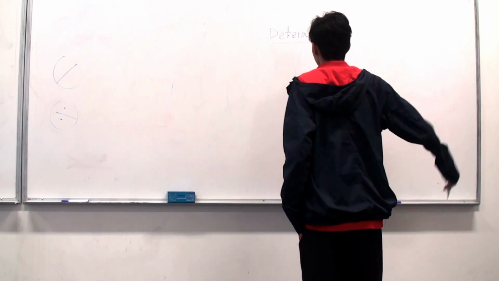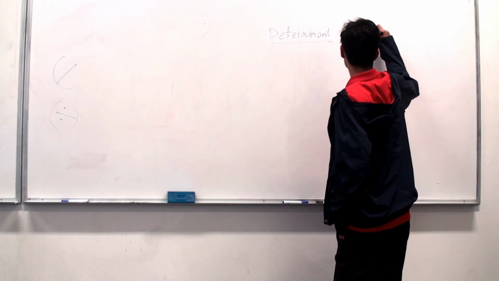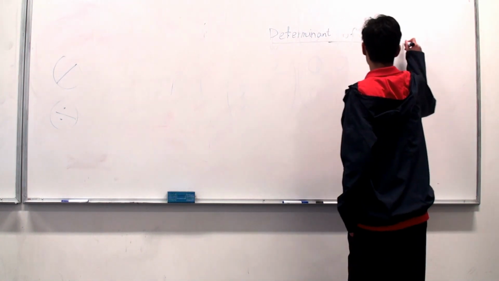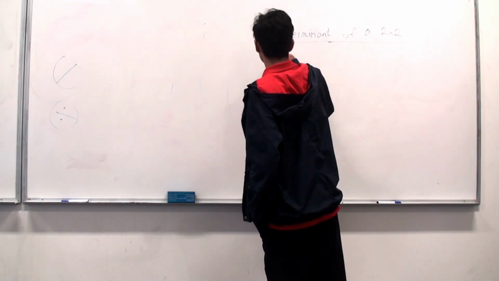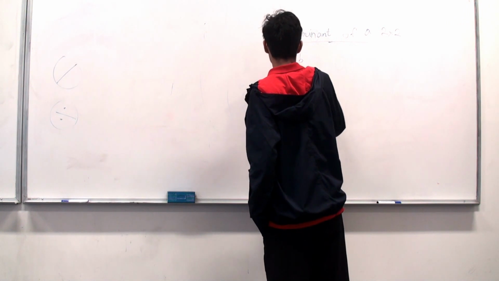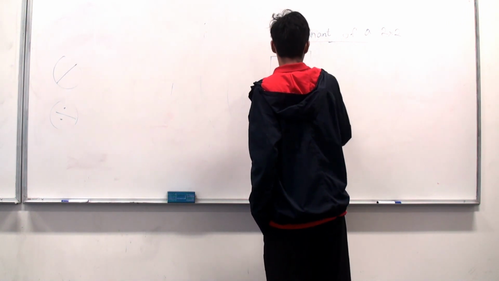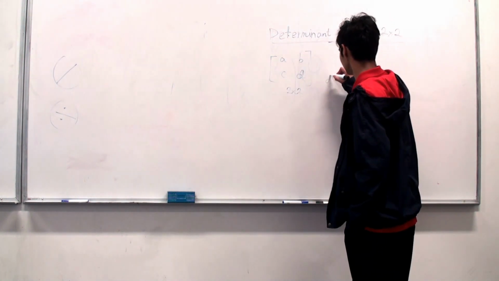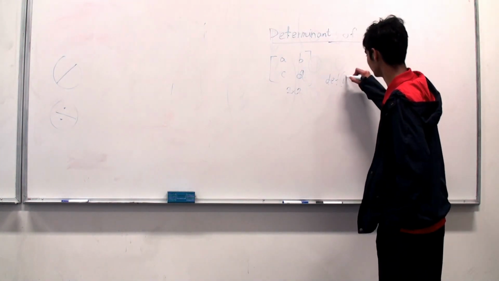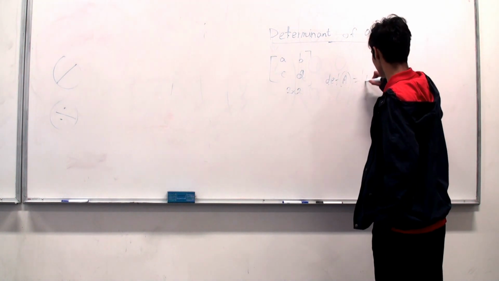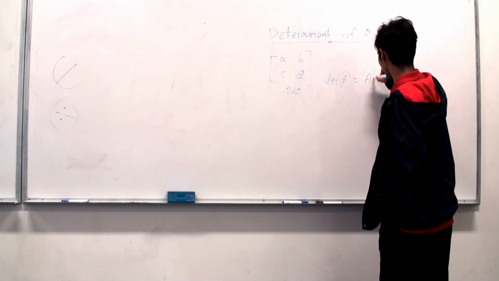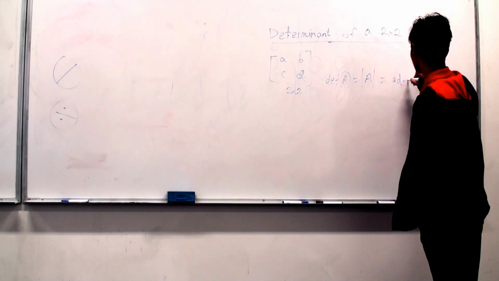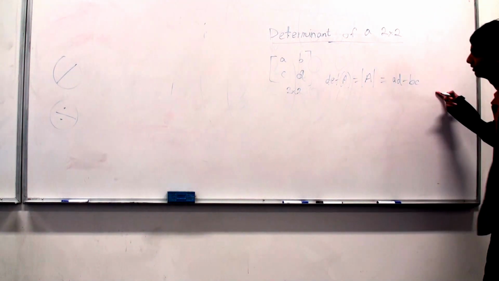So now we'll move on to the determinant. We'll start with a 2 by 2 matrix. If you have a matrix, let's call that A, B, C, D, the determinant is defined as, firstly the notation is det(A), or more commonly mod A, like the absolute value symbol, is defined as AD minus BC, simply.